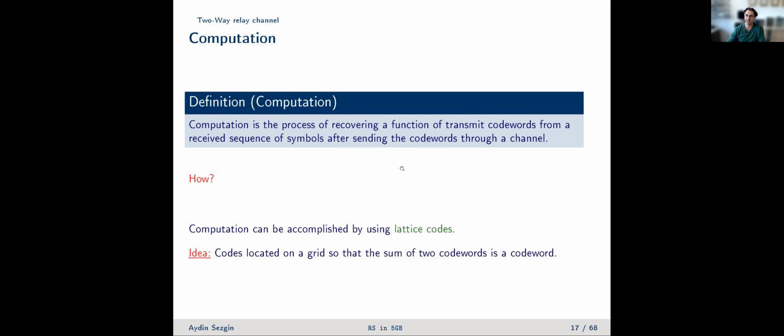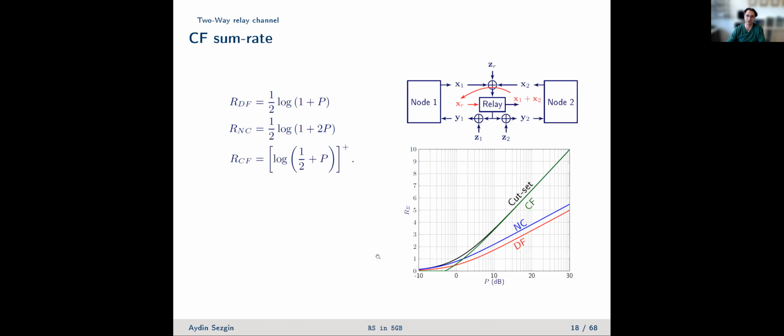So how is this done in physical channels? This can be done by lattice codes. As an alternative to Gaussian codes, we use lattice codes, because lattice codes have the advantage that the codes are located on a grid. That means the sum is also located on a grid. So when we do this, we get the expression which you see at the bottom.